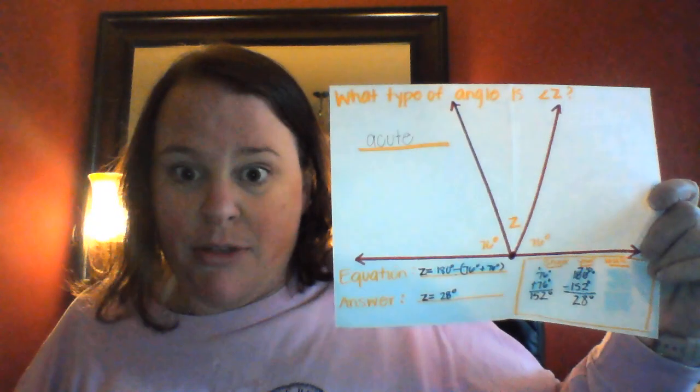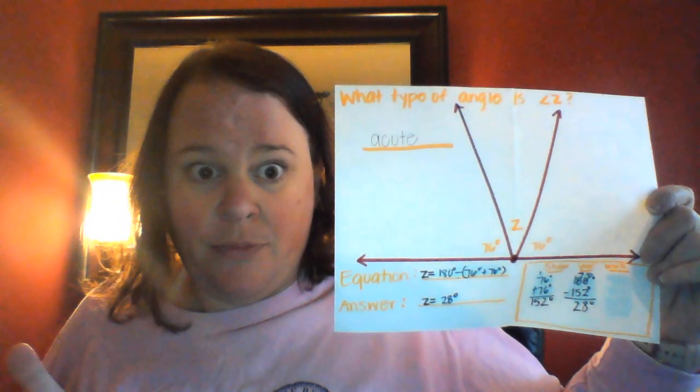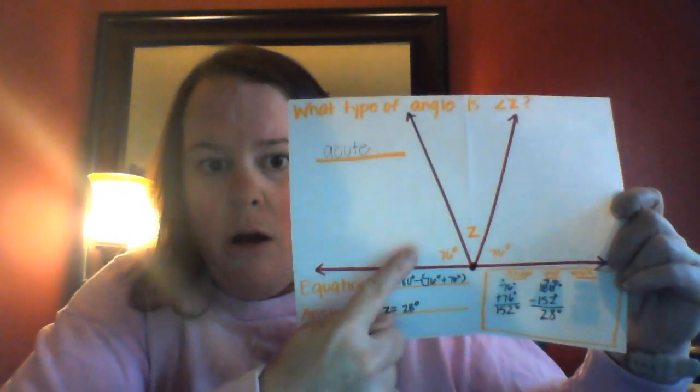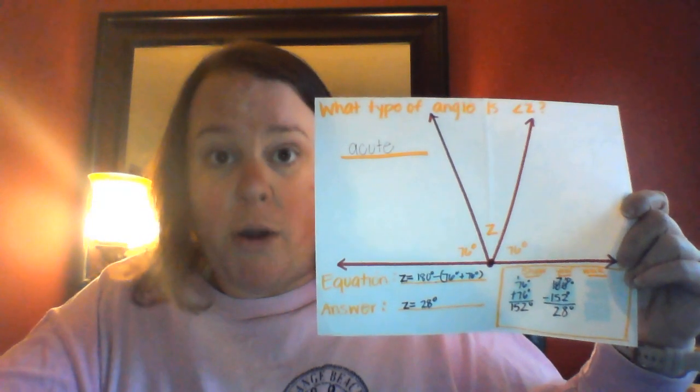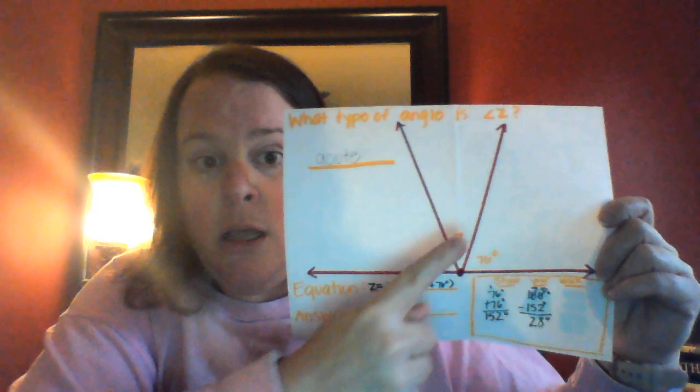So how could I check this? How could I check to see if I have done my math the right way? That's right, I could add all three of these angles up now that I know all three of them, and they should equal 180 degrees. So 76 plus 28 plus 76. I'm going to do that. 76 plus 28 plus 76.